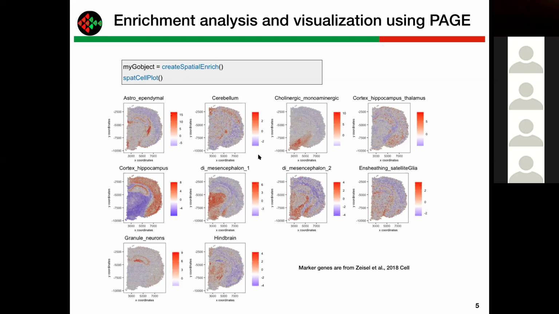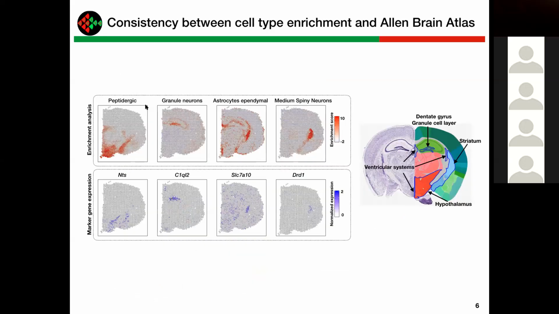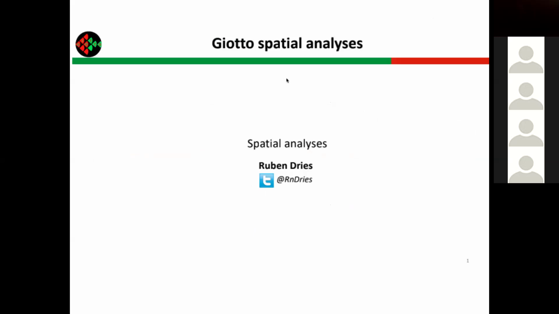I will go into some details for four specific cell types: the peptidergic neuron, the MSN, the granule neuron, and the astrocyte. For example, the granule neuron is a well-known cell type. By using Giotto, we can see granule neuron cells are enriched in this region, and it is highly consistent with the granule cell layer reported from the Allen Brain Atlas. This is the reference from the Allen Brain Atlas. It is also consistent with the marker genes expressed in granule neurons. The peptidergic neuron, astrocyte and MSN are also consistent with the reference annotation from the Allen Brain Atlas. So here is all the enrichment analysis, and then I will hand back to Ruben for the Giotto spatial analysis.